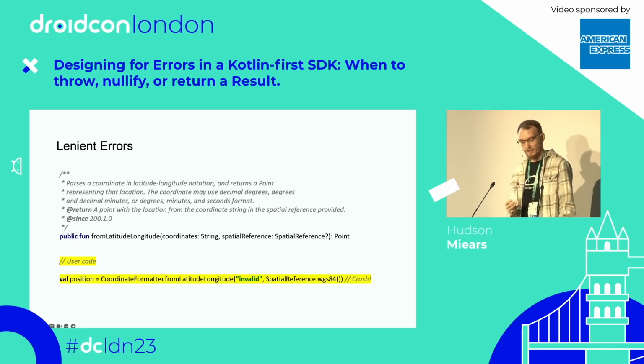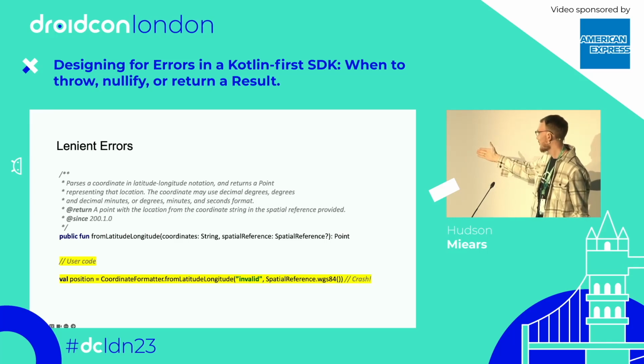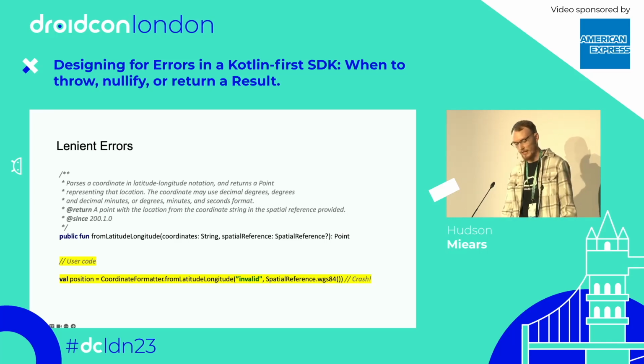Right, so the user is trying to create a position. This function returns a point, by the way. So the user is going to try to create a position from this function. They're going to pass in some invalid string for the latitude, longitude, and it's going to crash.